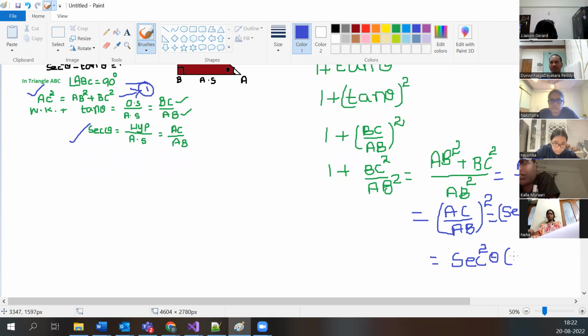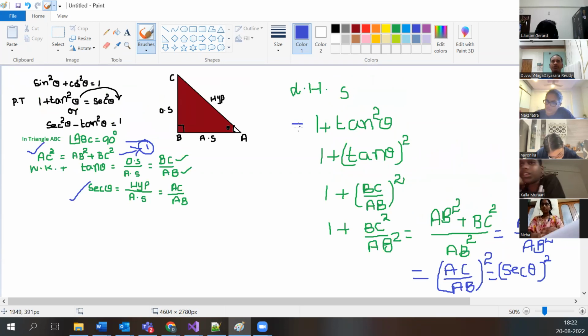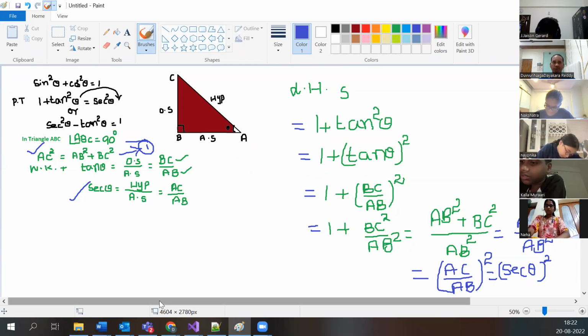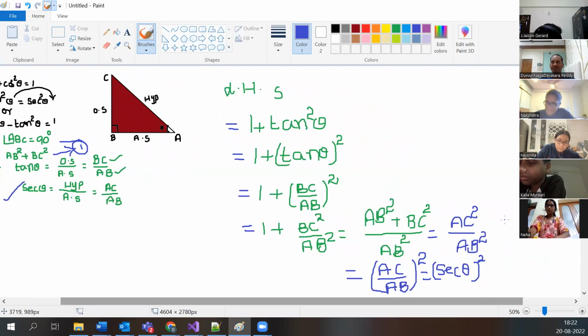Please copy, children. I will explain one more time so that you get more understanding. Everywhere you put equal to. This you can write from 1. AC square we replaced, right? From 1.